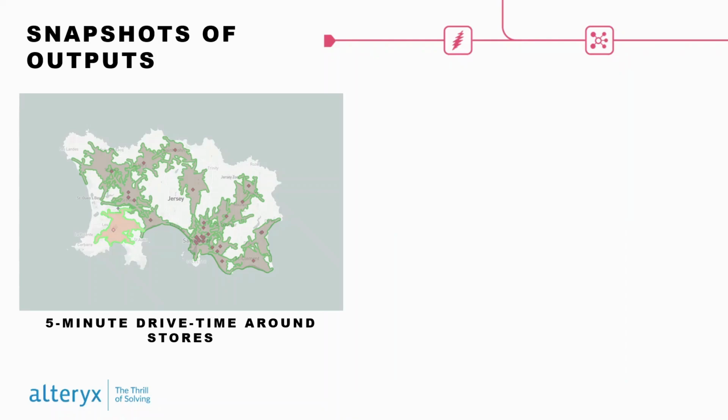So what outputs were we able to create? We started by taking all of those supermarket points and saying, where can I reach within 5 minutes drive time from this point? And these are the maps that we created. So in the bottom left there, we've highlighted the Waitrose at Red Houses and said, if I was to drive for 5 minutes, where would I get to?